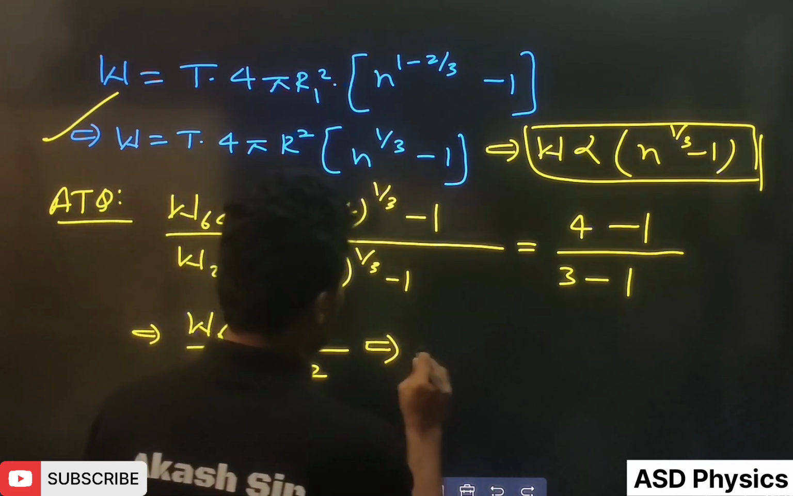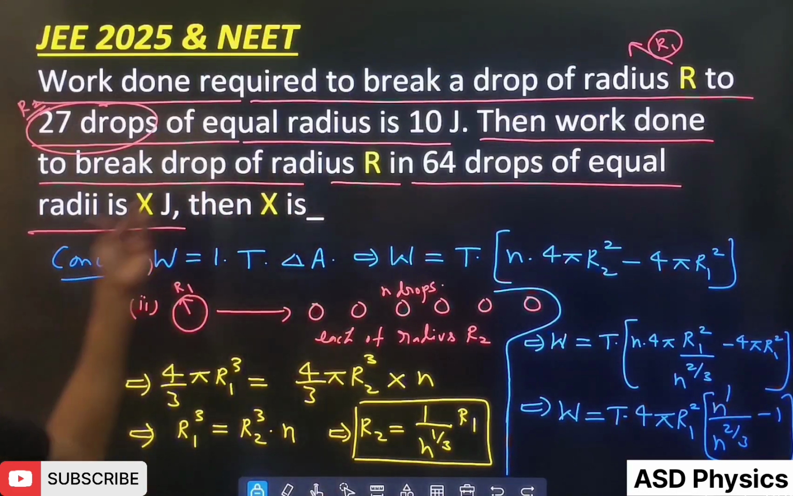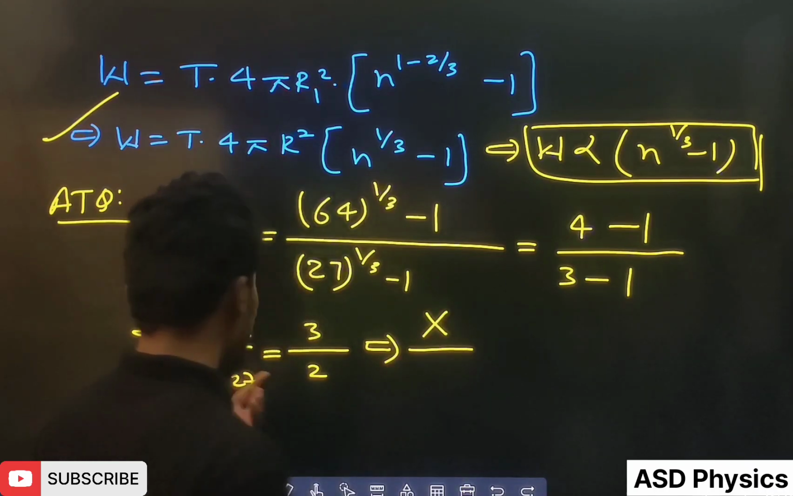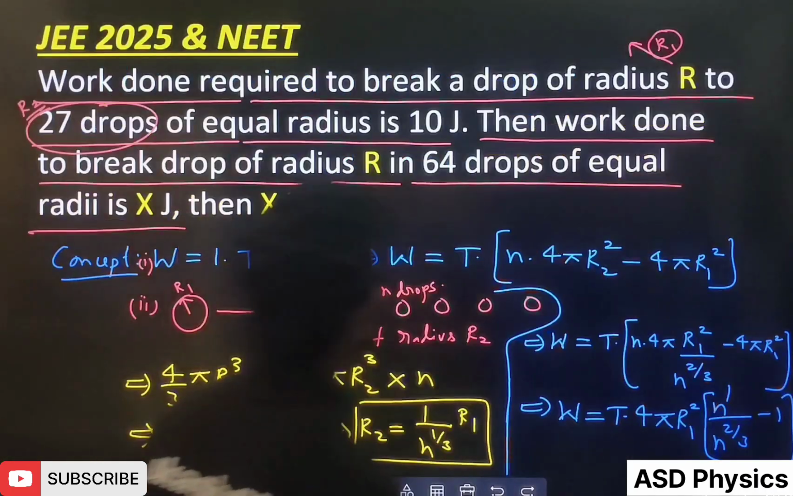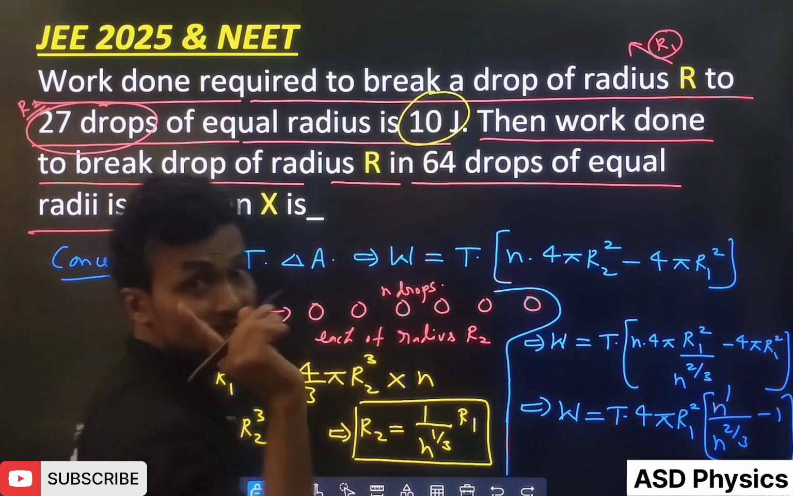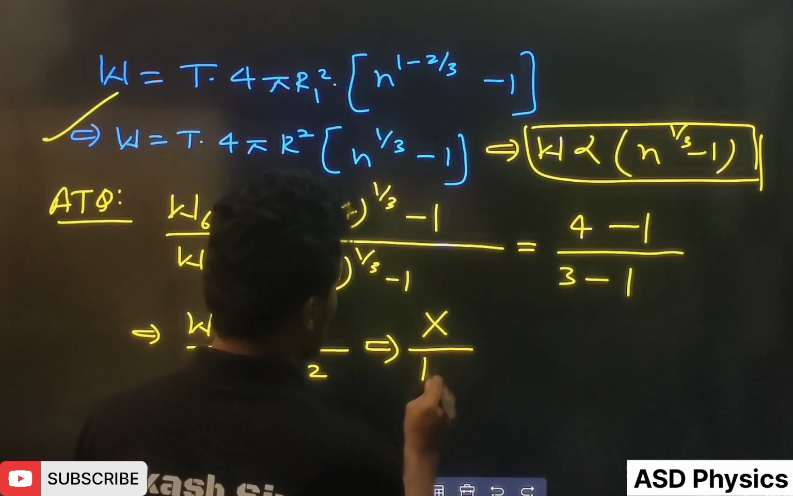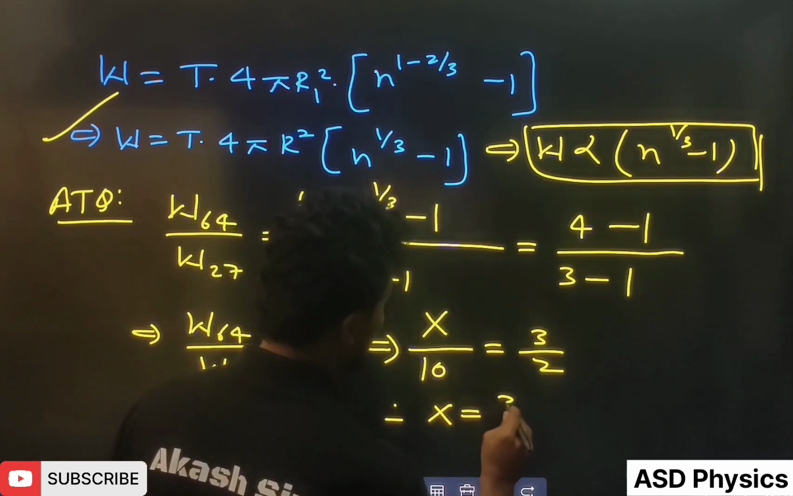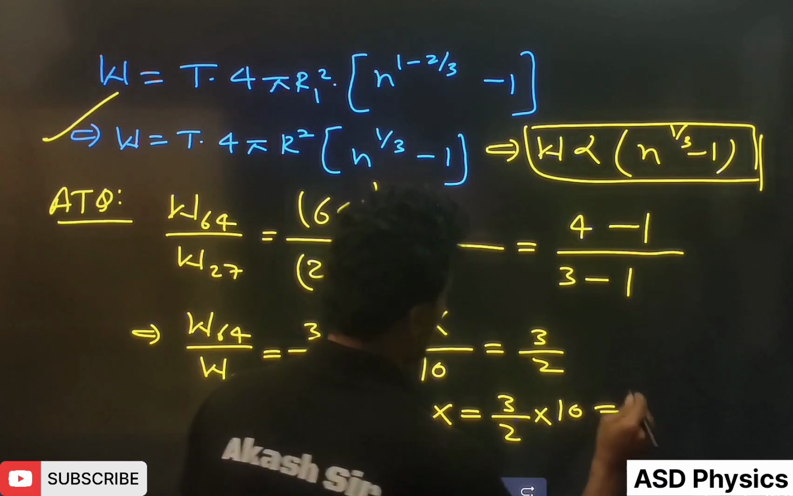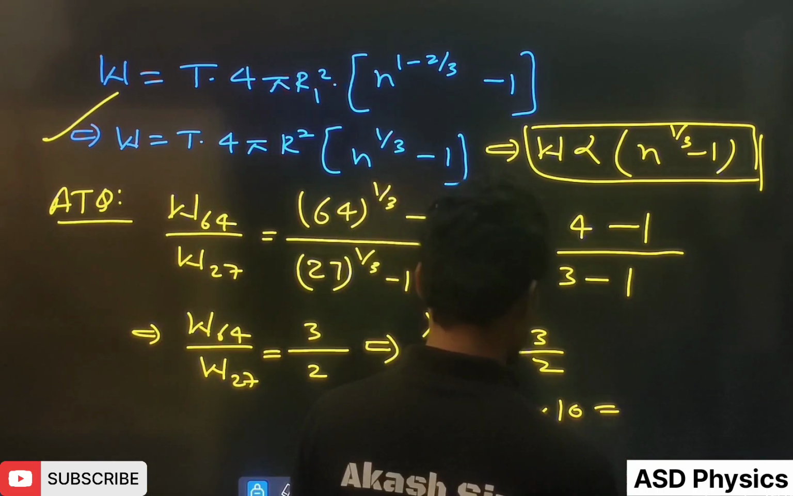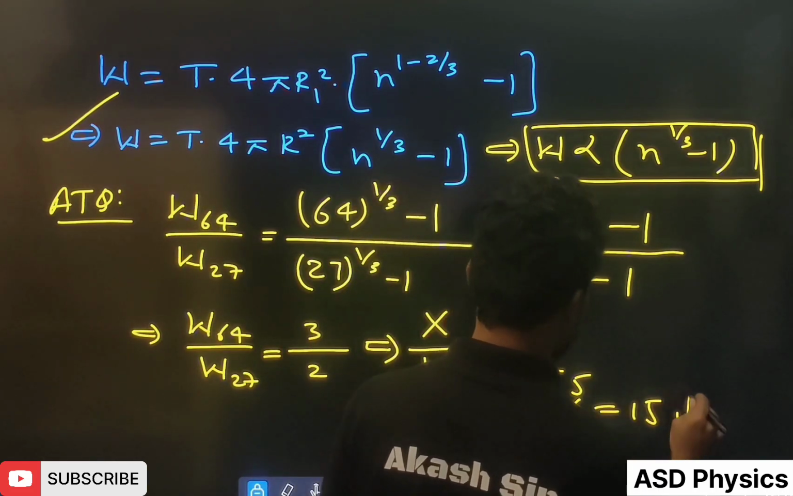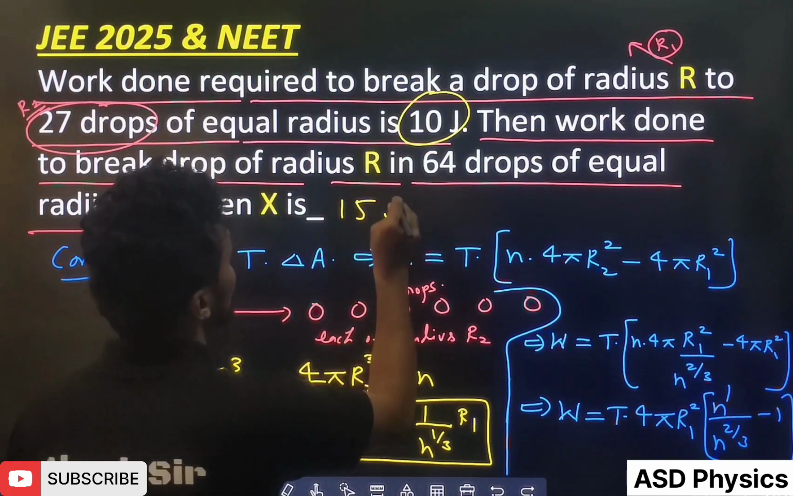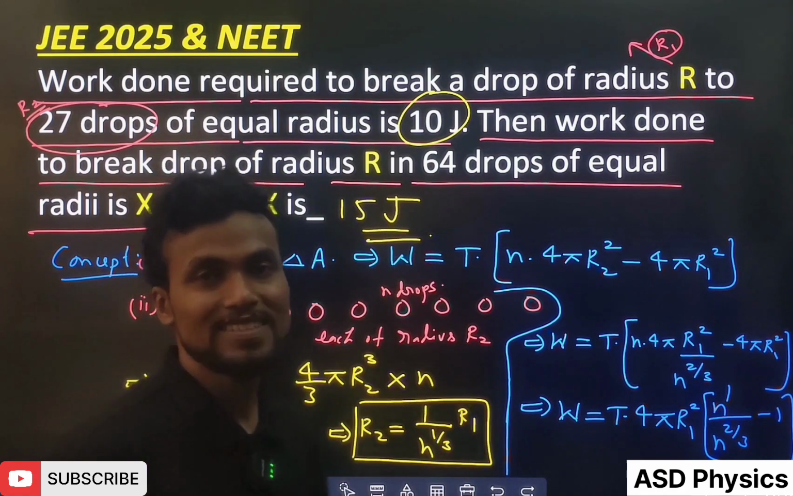Now students, W64, according to the question, what are they telling here? X joule. That means we can write here X. And W27, how much is given in the question? Let's hear again, please. They have given here 10 joule. Okay. That means we can write X by 10 is equal to 3 by 2. So X will be 3 by 2 into 10, and very easily here, 2 fives are 10, so it comes to 15 joule. Okay, students, according to the question, the value of X is 15 joule. Okay, students, keep studying, keep growing.